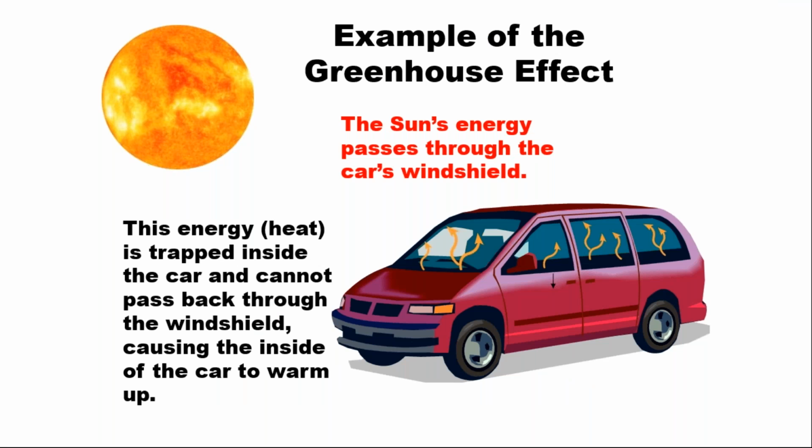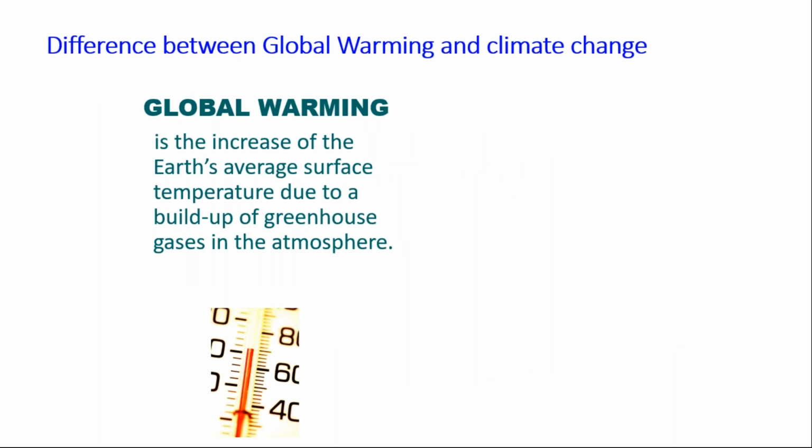So this is a simple daily life example. The sun's energy passes through the car's windshield, and then the energy is trapped inside the car, which can't pass back through the windshield, causing the inside of the car to warm up. So we feel that the car is very hot if it is in an open area and if solar radiations are available in that area. This is a simple example of the greenhouse effect and how sunlight or the sun's energy affects that particular area.